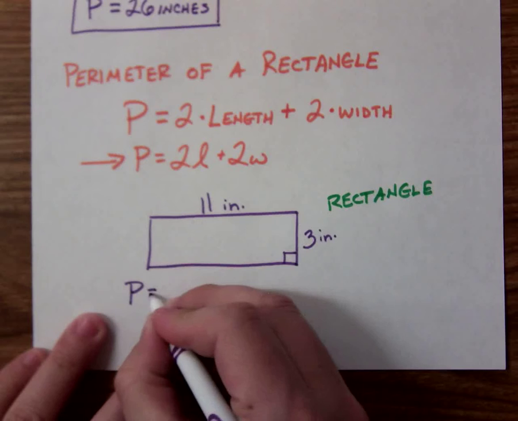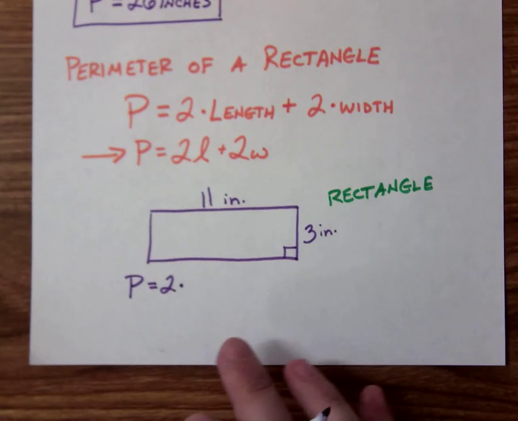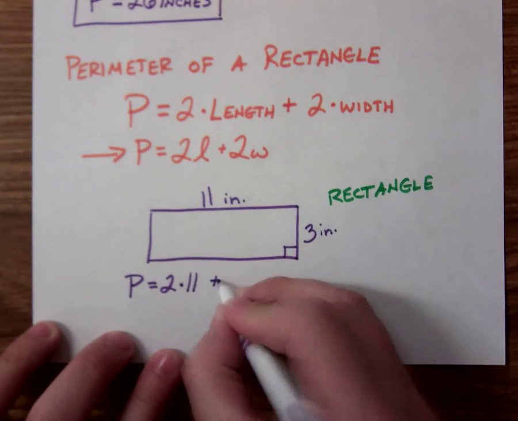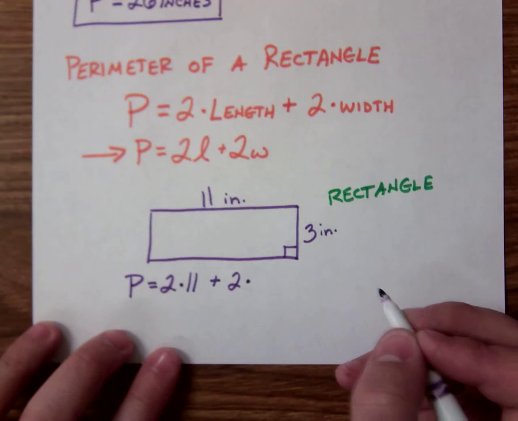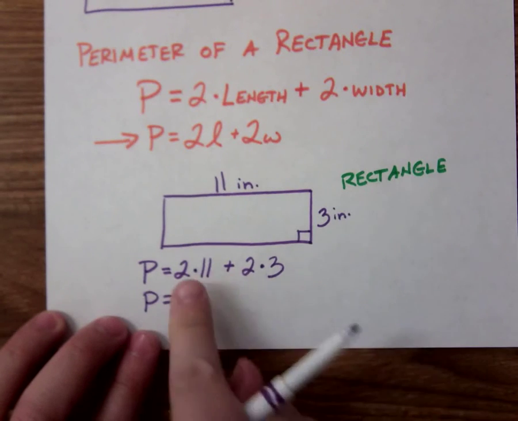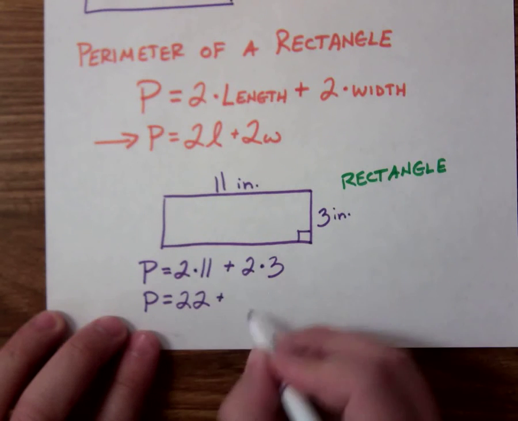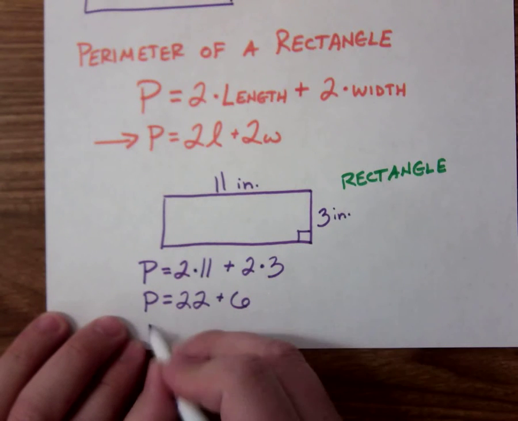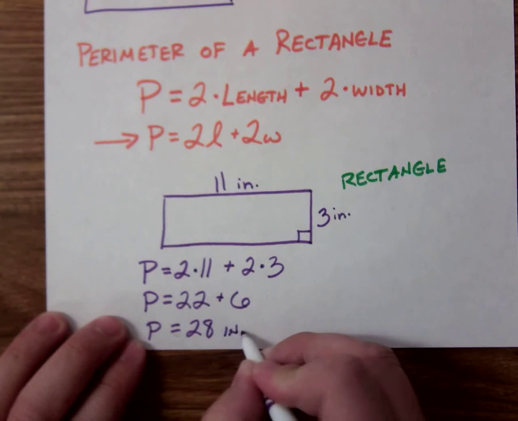I can just use what I already know. So the perimeter equals 2 times the length. What is the length of this rectangle? It's 11, very good. Plus 2 times the width. What is the width of this rectangle? That's 3, excellent. So the perimeter equals 2 times 11, which is 22, plus 2 times 3, which is 6, for a grand total of 28 inches.